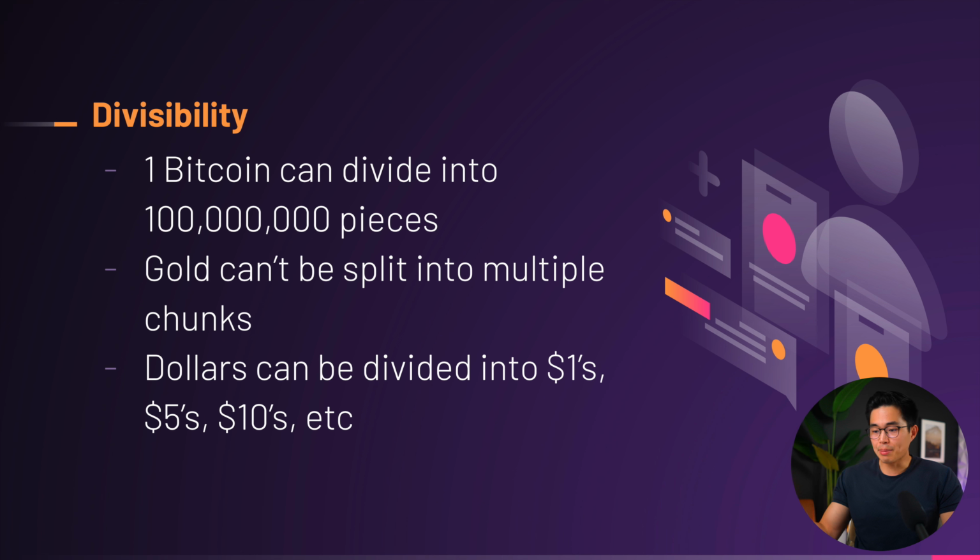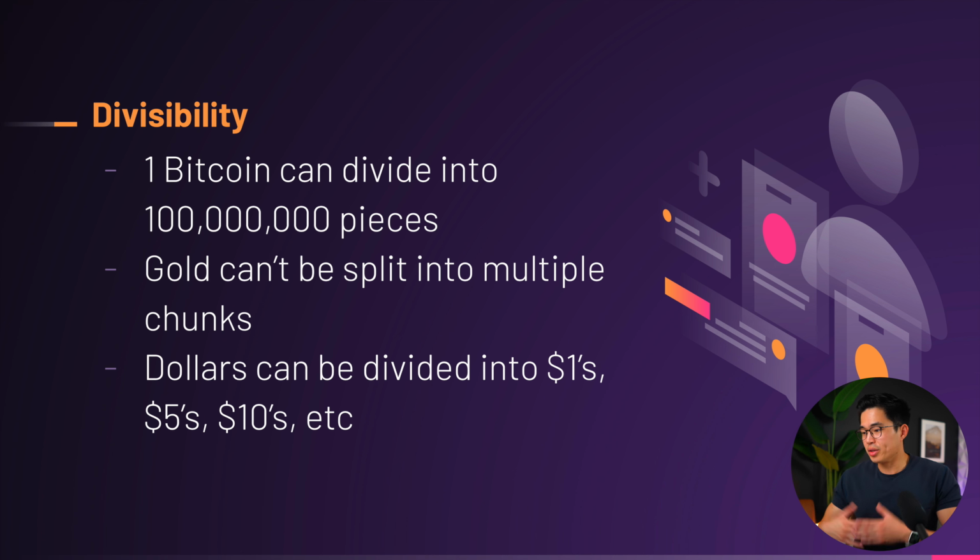For divisibility, money needs to be able to be divided into smaller pieces so that they can be exchanged for smaller value items. For example, if you need to buy a pencil, you won't want to split up a $100 bill, but you'd probably use $1 bills because it's more accurate to the value of the item. A $10 bill can be split up into 2 $5 bills or 10 $1 bills.